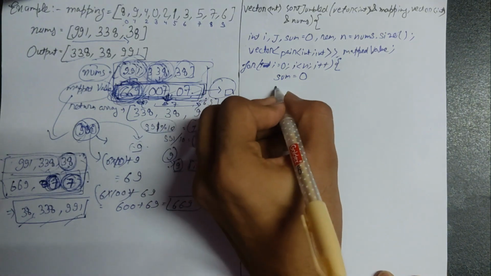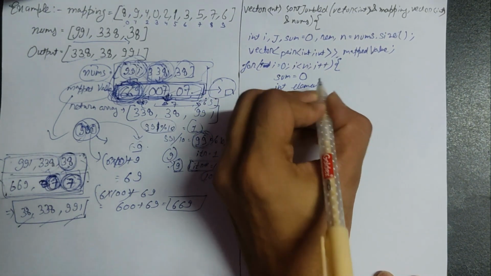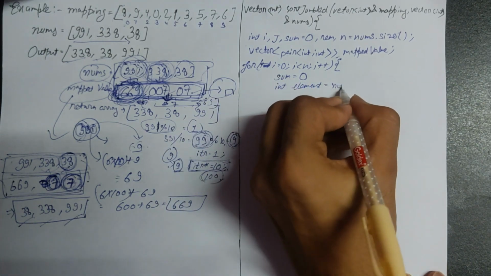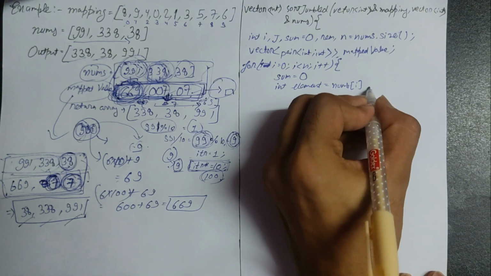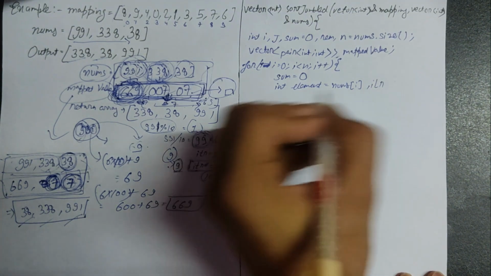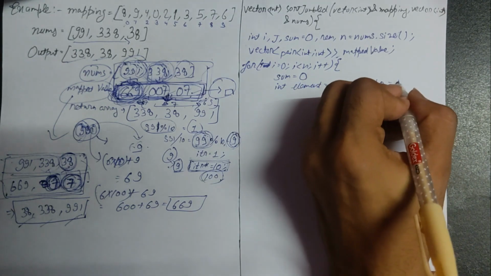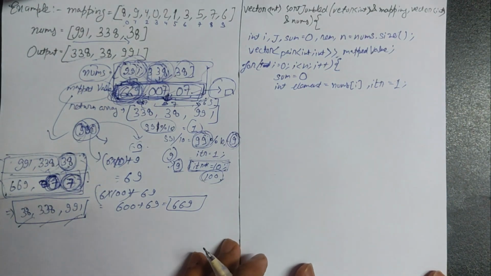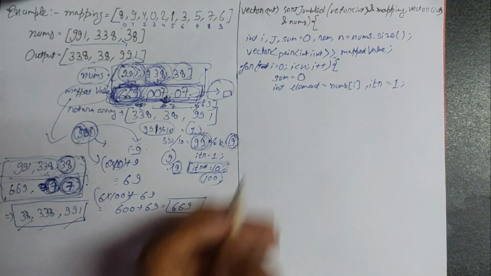Okay, and let's define another integer element as the current element for which we are doing the operation. So element will be nums of I, the current value in the array, and we also have to take the ITR, as I discussed, ITR that we will use in the operation. So ITR will be 1.